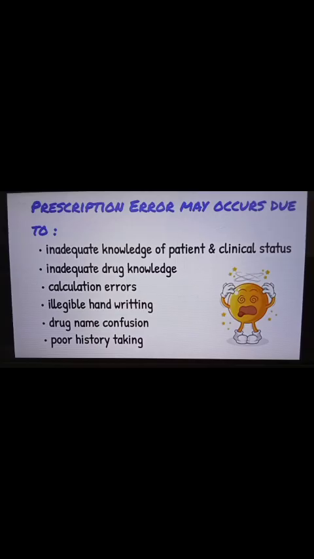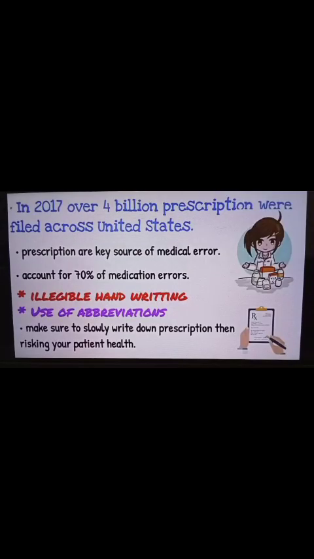Next, prescription errors may occur due to inadequate knowledge of the patient and clinical status, inadequate drug knowledge, calculation errors, illegible handwriting, drug name confusion, and poor history taking. In 2017, over 4 million prescriptions were filled across the United States. Prescriptions are a key source of medical error, accounting for 70% of medication errors, through illegible handwriting and use of abbreviations. Make sure to write prescriptions carefully, rather than risking your patient's health.